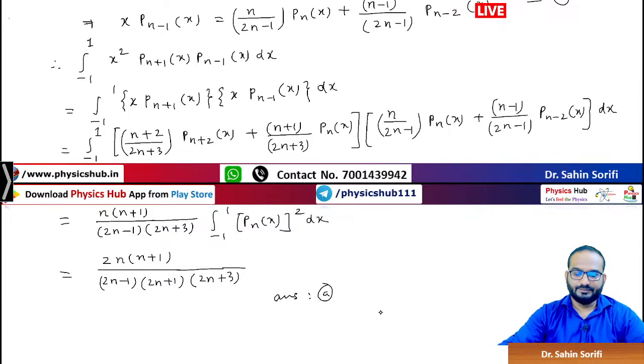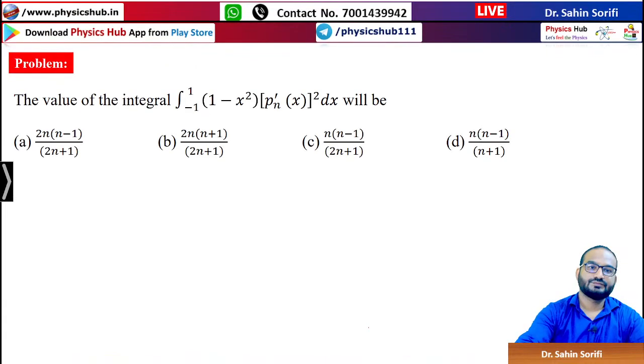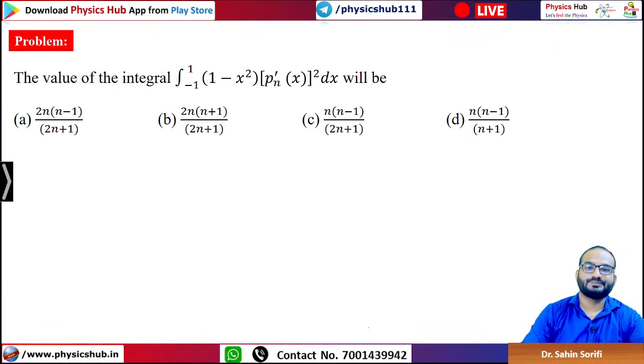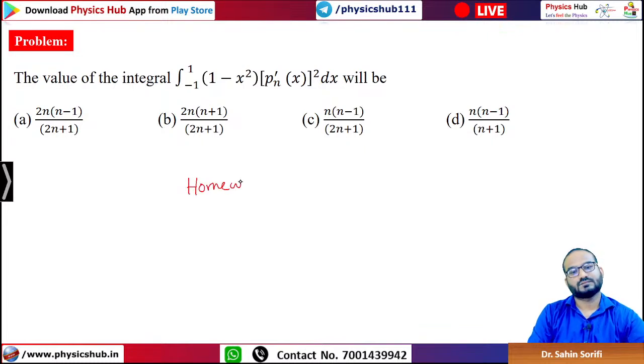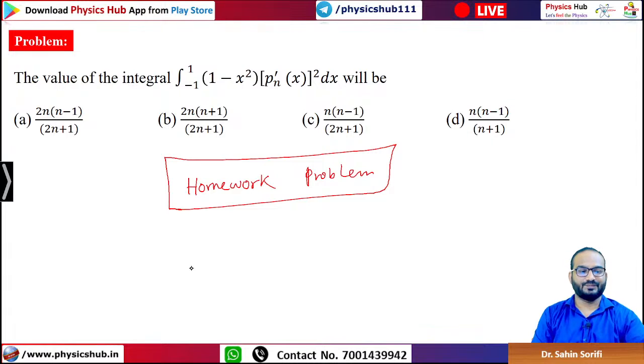Look at this problem. One problem I am giving you to do at home. You will do this problem at home. The value of the integral from minus 1 to plus 1 of 1 minus x square times Pn prime of x whole square dx will be.